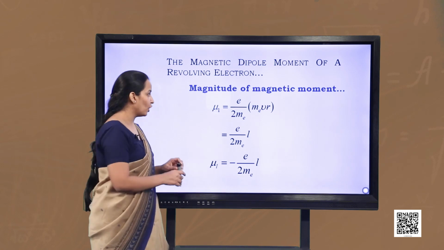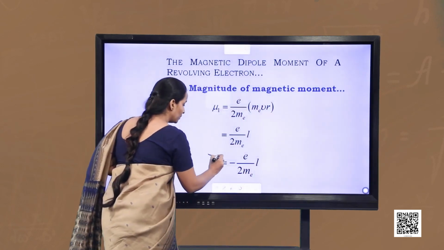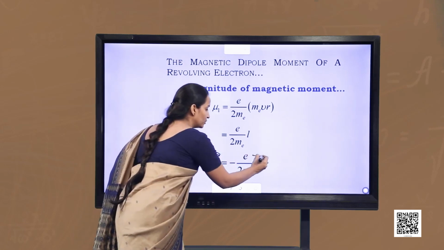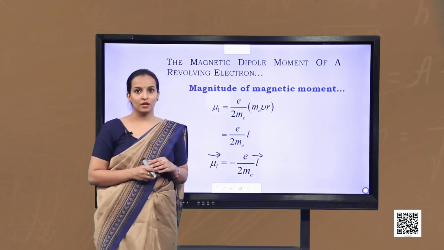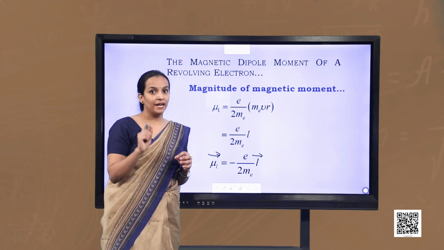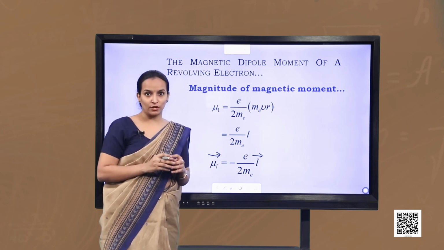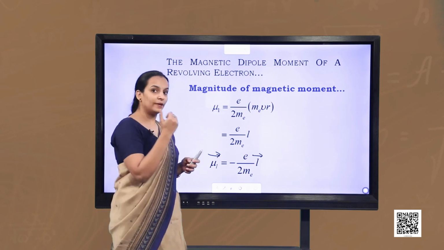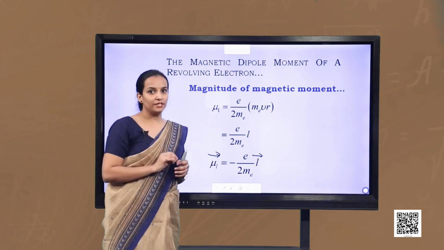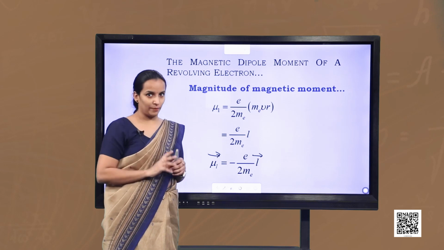So, in vector form, I can write μL equals minus e by 2me into L. The direction of orbital angular momentum is given by the right hand rule with respect to the velocity of the electron. So, in this case, that will be out of the page. So, this negative sign indicates the angular momentum of the electron is opposite to the direction of magnetic moment.